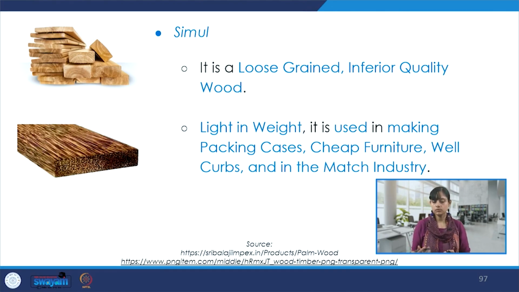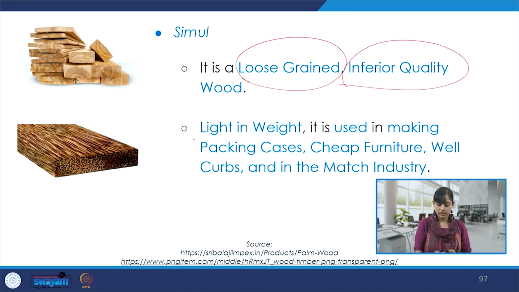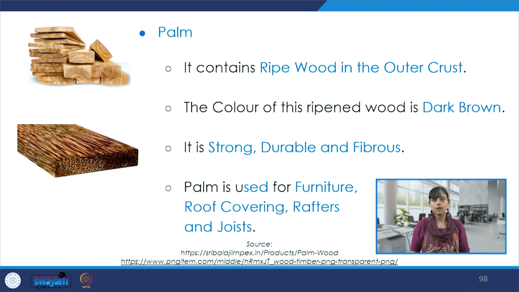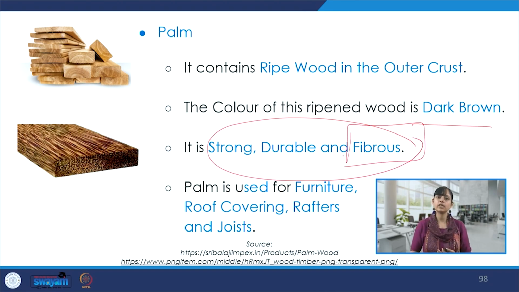Then we have simul, which is loose grained in structure, slightly inferior quality wood, technically speaking, light in weight, and it is used for making cheap furniture. Then there is palm. It contains ripe wood in the outer crust. The color of this ripened wood is dark brown, strong, durable and fibrous, and it is used for furniture as well as construction purposes such as roof covering, rafters and joists.